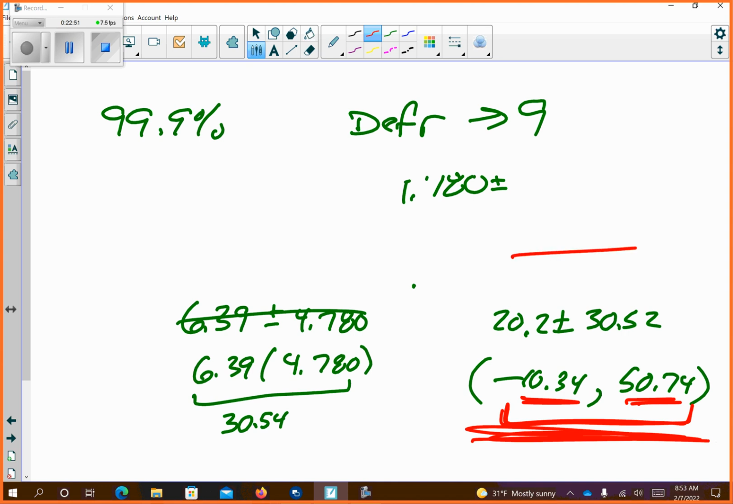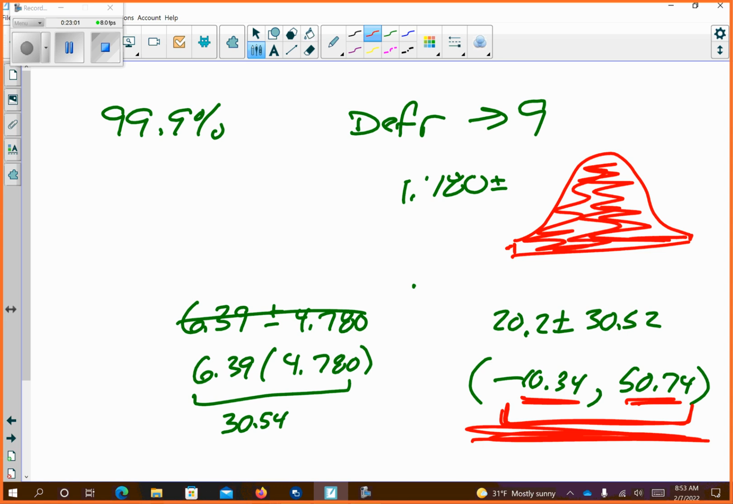Think about the area on the curve being 99.9%. You're capturing everything. I mean, the 0.1%, which is 0.05% at the tails. There's 0.05 down here, there's 0.05 over here. That's tiny. Okay, so that's why it becomes kind of a worthless test.